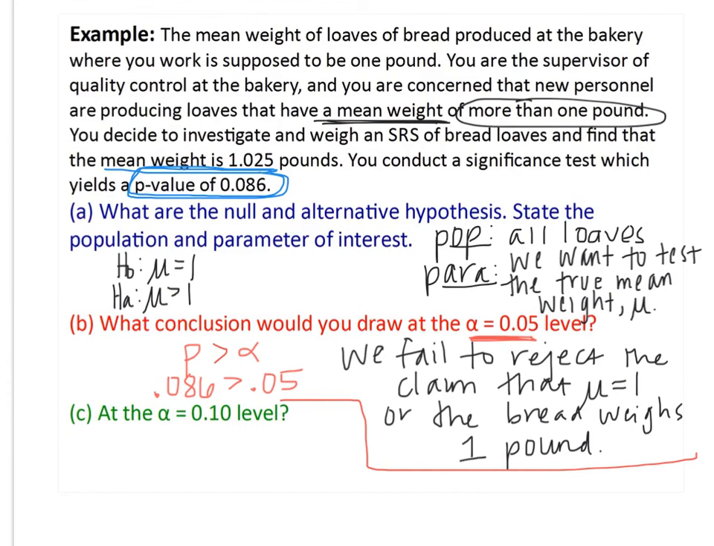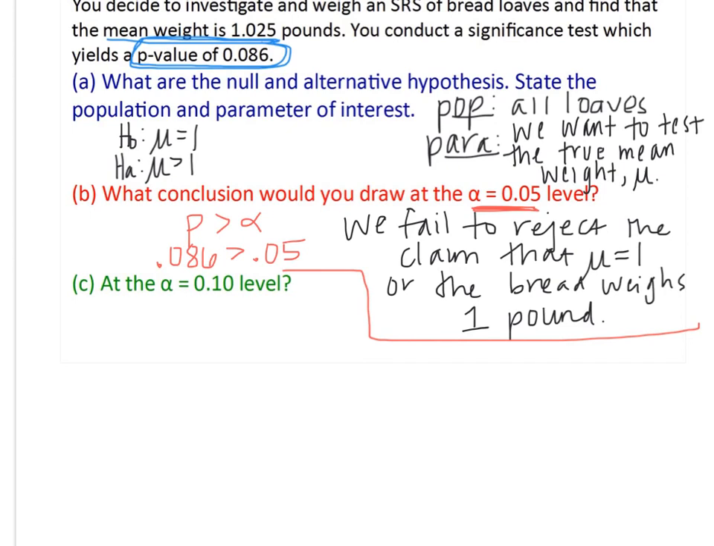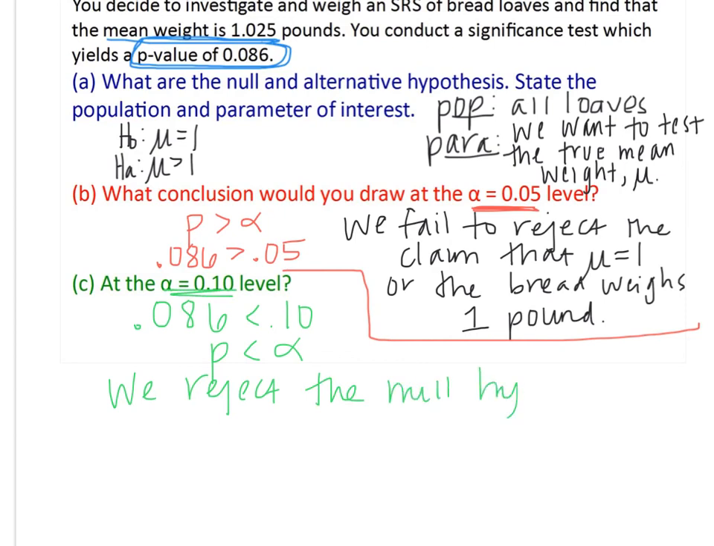Part C says at the alpha equals 0.1, or 10%, level. Well, p is 0.086, that's less than 0.10, or p is less than alpha. So at the 10% level, or at alpha equals 0.1, we reject the null hypothesis. So we reject the null hypothesis that mu equals 1 pound.